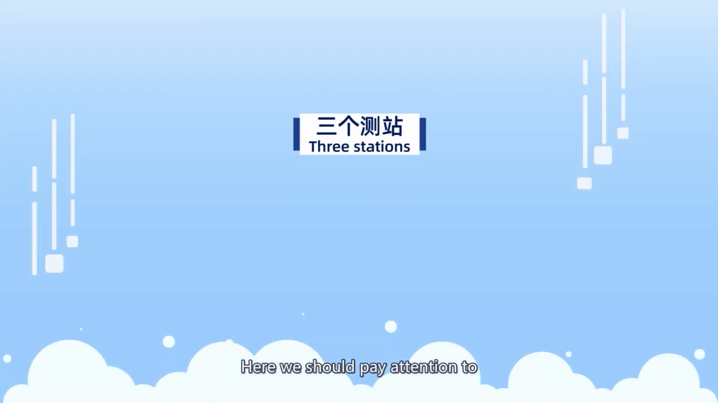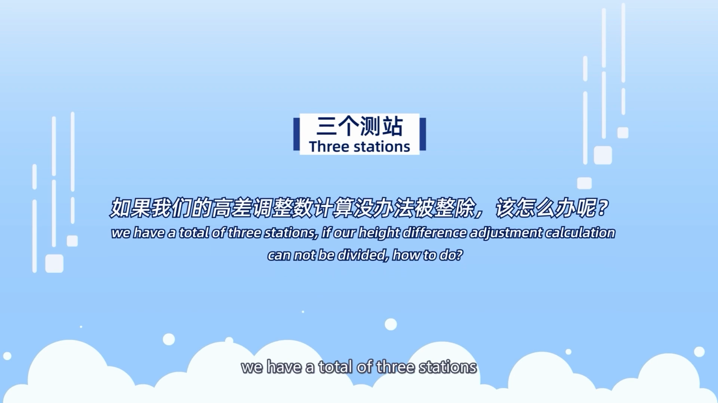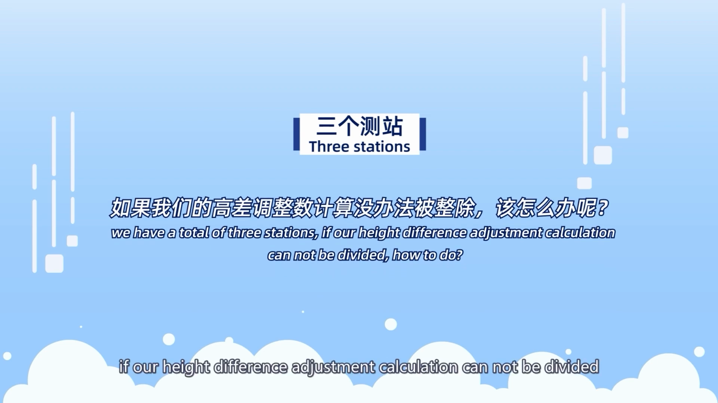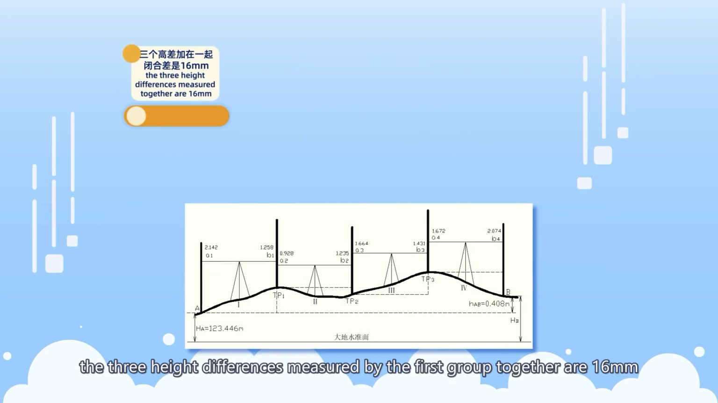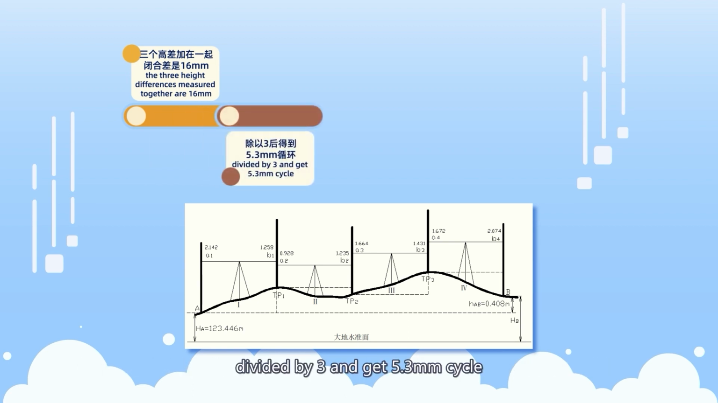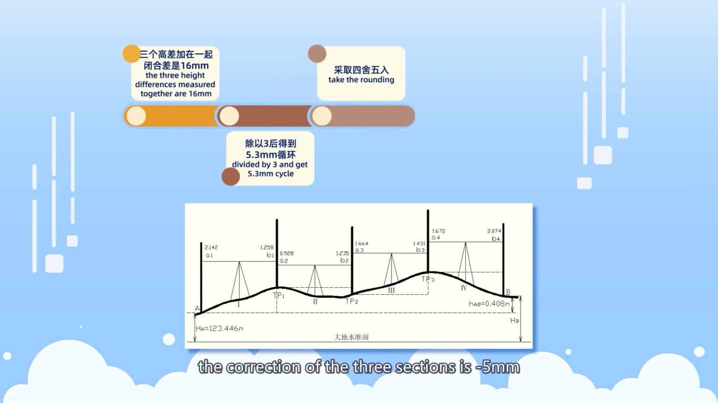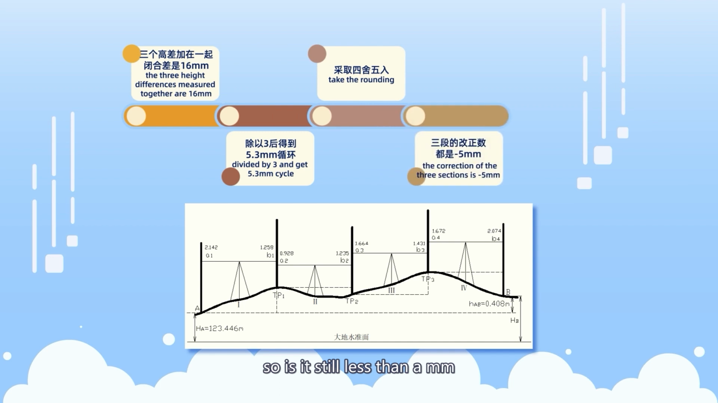Here we should pay attention to what we did in the experiment last class. For example, we have a total of 3 stations. If our height difference adjustment calculation cannot be divided evenly, what should we do? For example, the 3 height differences measured by the first group together are 16 mm, divided by 3 gives 5.3 mm recurring. If you round it, what will you find? The correction of the 3 sections is minus 5 mm, so is it still less than a millimeter? What should we do at this time?